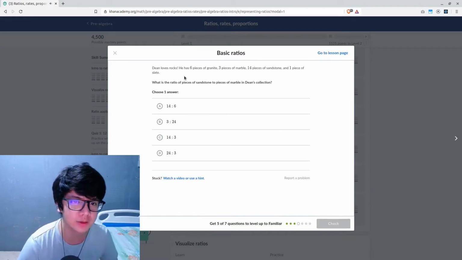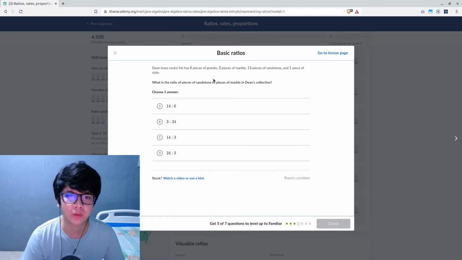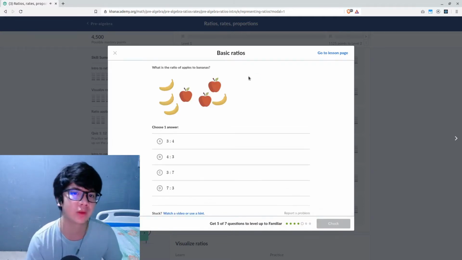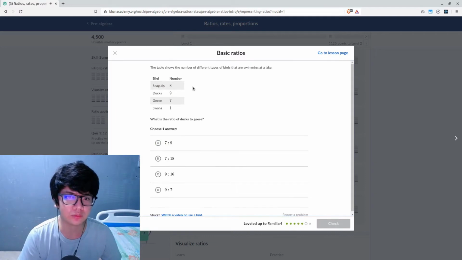Dean loves rocks. He has 6 pieces of granite, sandstone, 2 pieces of marble. Sandstone to marble is 14 to 3. Apples to bananas, 3 to 4. Ducks to geese.